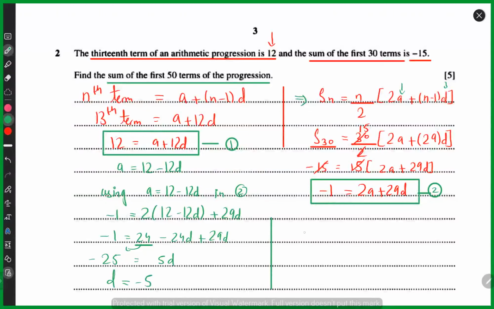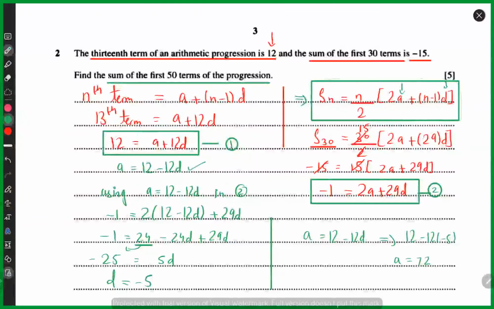So we know that a is equal to 12 minus 12d. So this means that it would be 12 minus 12 into minus 5, and a is going to be 72. And now I have a and d. I would want you guys to plug in everything in this formula and tell me your final answer. Yes, please do it quickly.